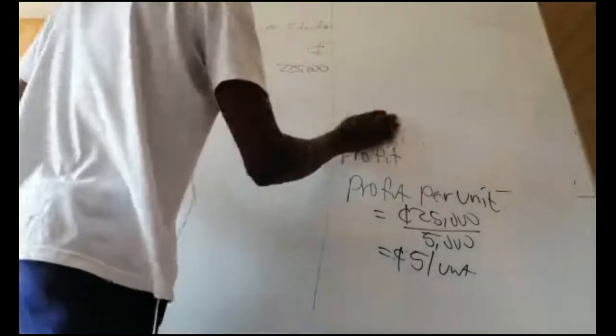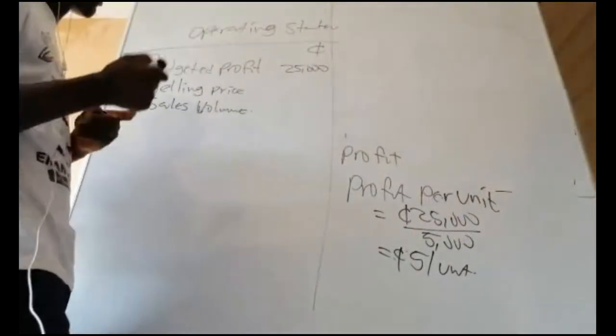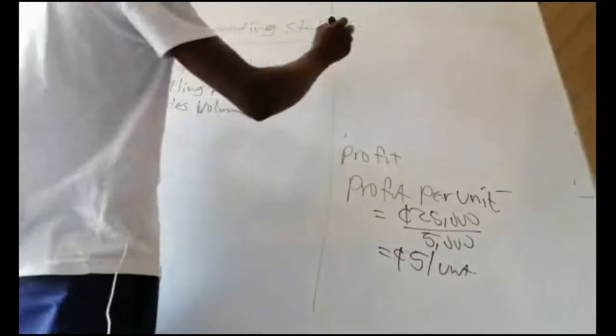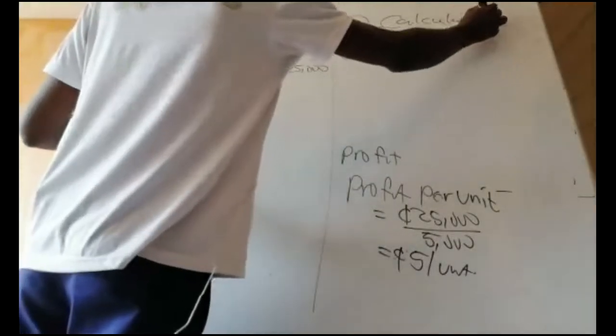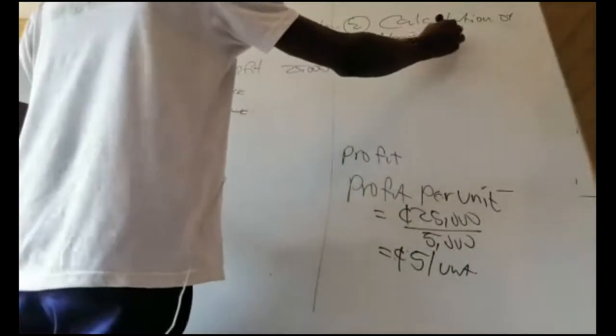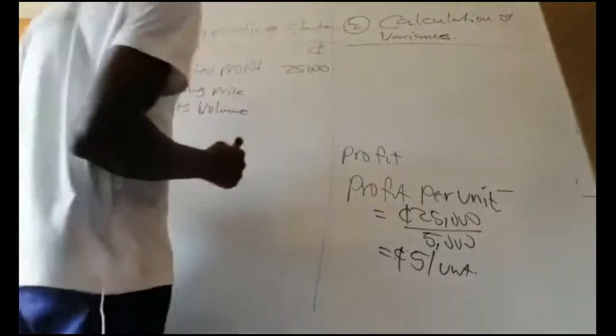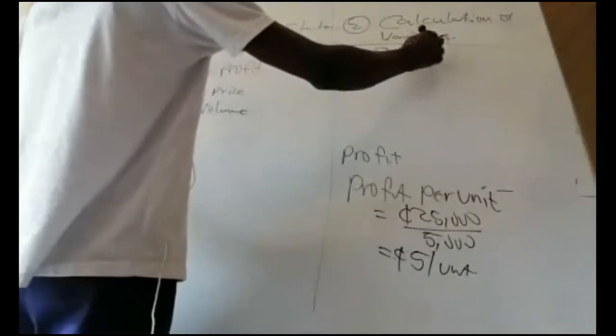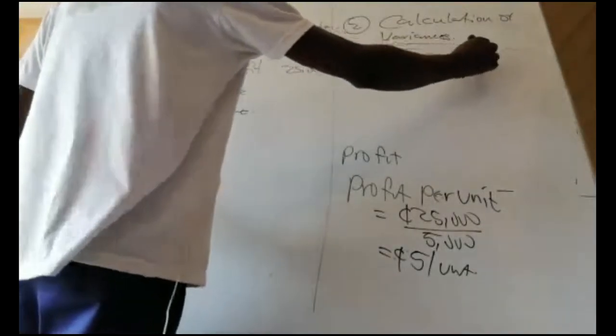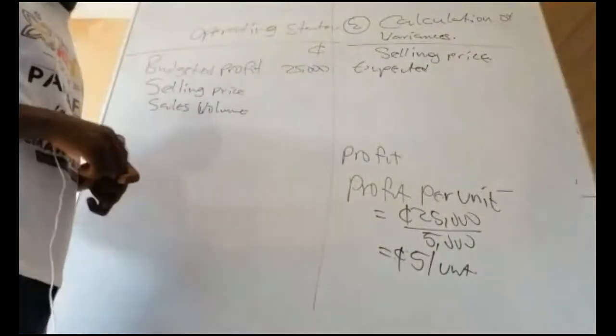So let's do working number 2, the variances. This is working 1. Working 2 is the calculation of the variances, all the variances, starting from selling price variance. So selling price, expected against actual.